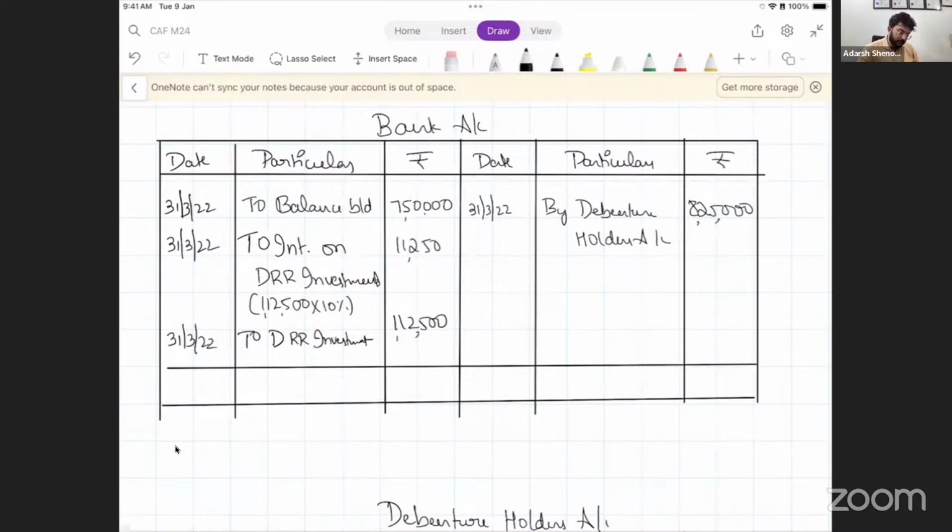Eight 73 750 is the total. 873, 750, right? The balance is 8,25,000 minus 500, 48,000. Yes.